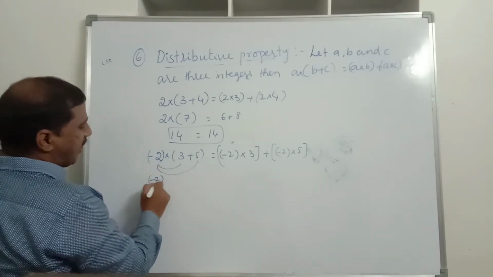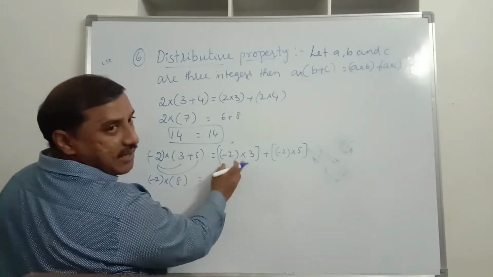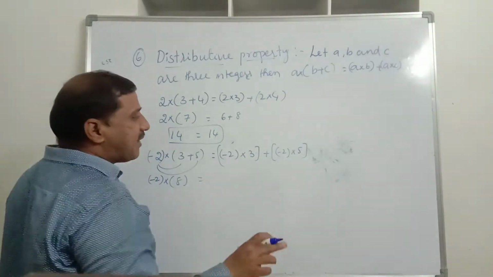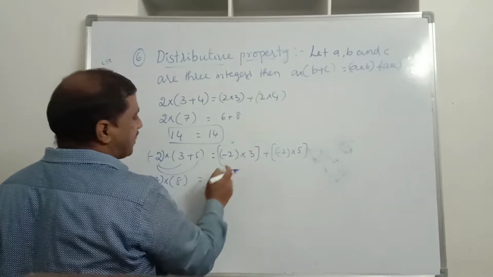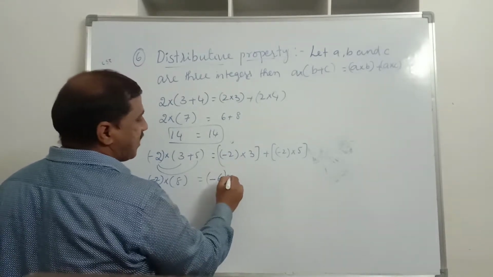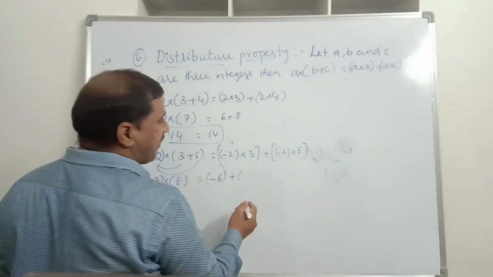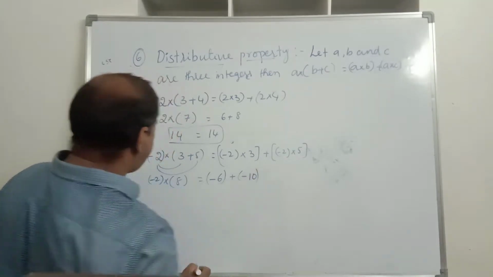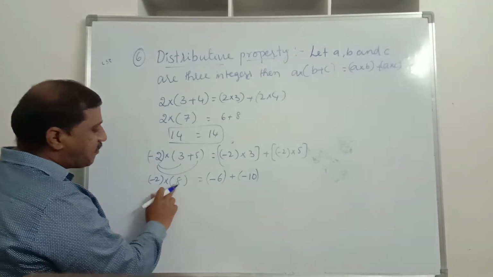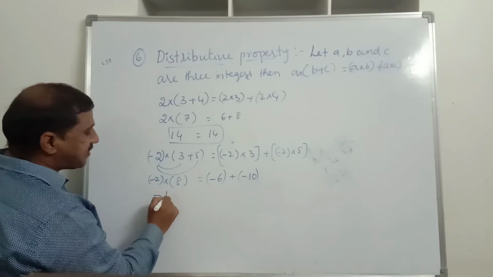So minus 2 into, simplify inside, 3 plus 5 it is 8. That is equal to multiplying minus 2 into 3, a negative integer and a positive integer. Multiply the arithmetic signs: minus into plus it is minus, 2 threes are 6, that is minus 6. Plus again minus into plus it is minus, 2 into 5 it is 10, minus 10. That is equal to, now multiplying a negative integer and a positive integer, minus into plus it is minus, 2 into 8 it is 16.